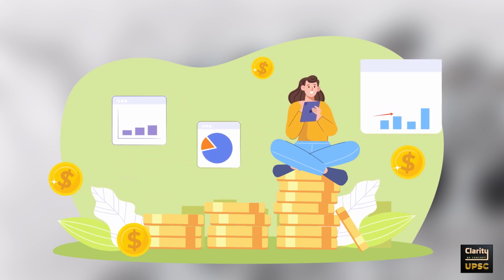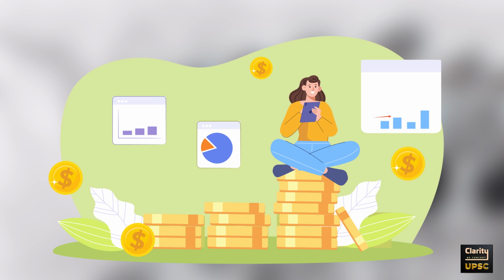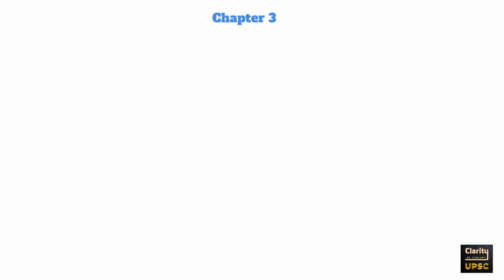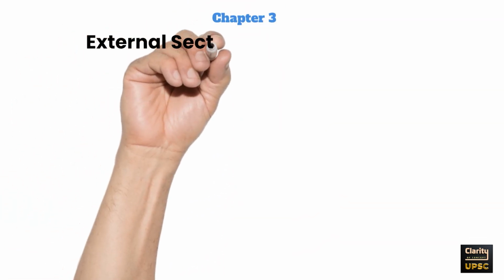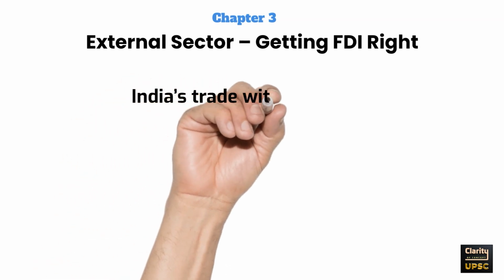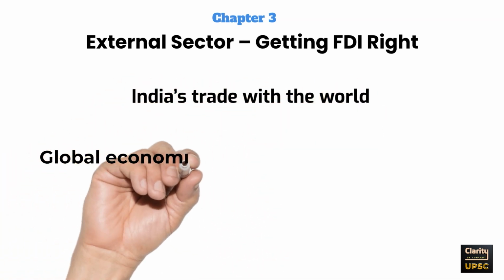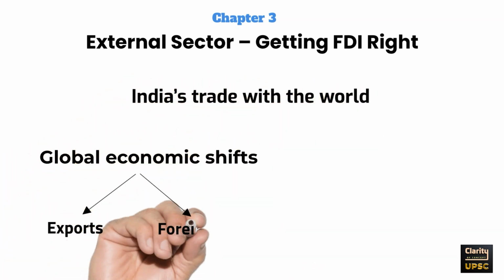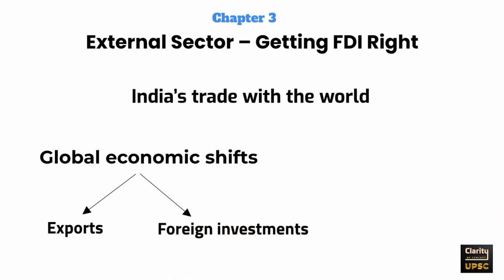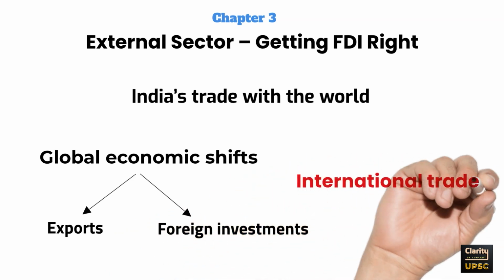The survey warns about this excessive financialization. We will explain this in detail when we take up each chapter in detail. Next is the third chapter. It has the title External Sector: Getting FDI Right. This chapter looks at India's trade in the world, the impact of global economic shifts on exports and foreign investment, and how India is strengthening its position in international trade.